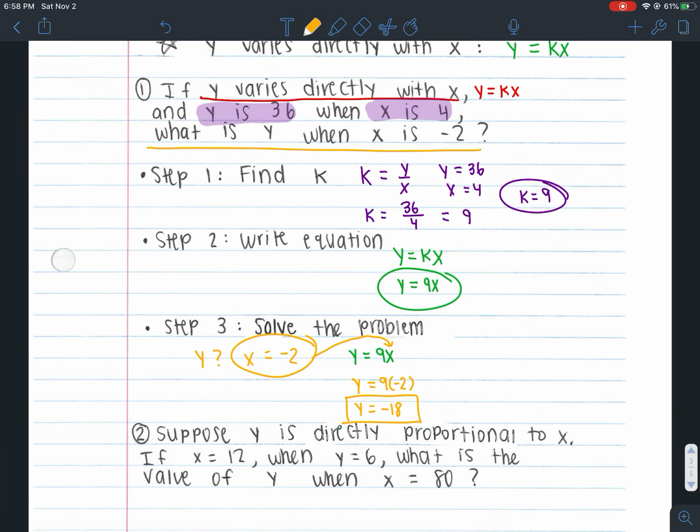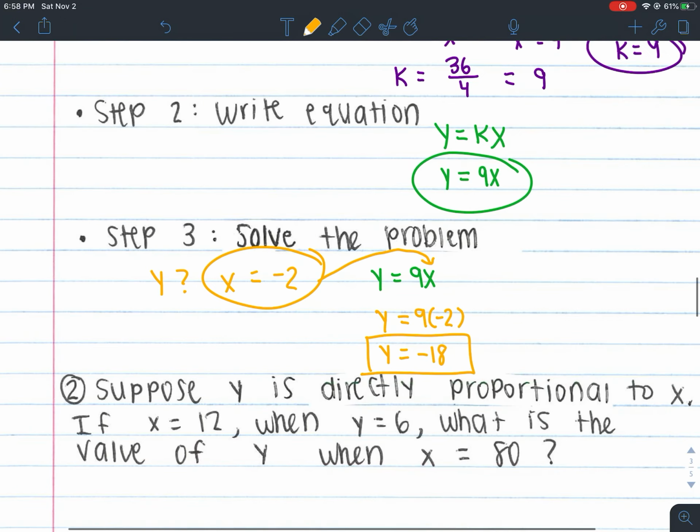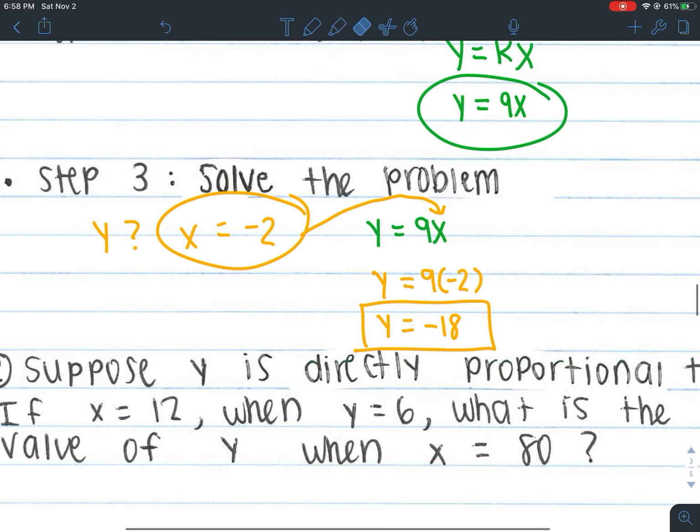So you're looking for y when x is -2. So that's why I plugged in -2 for x, so that I could find the y value. And our y was -18. Okay? So it's not too bad.